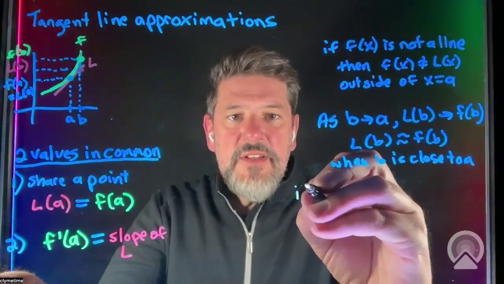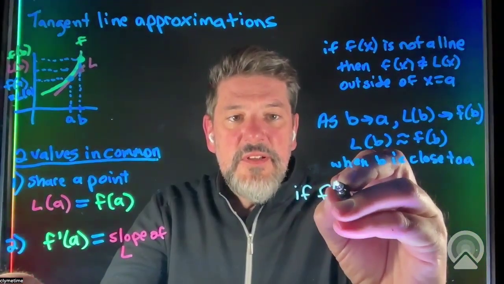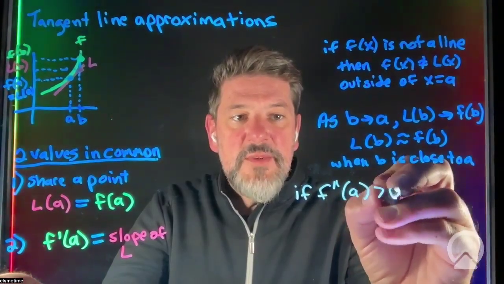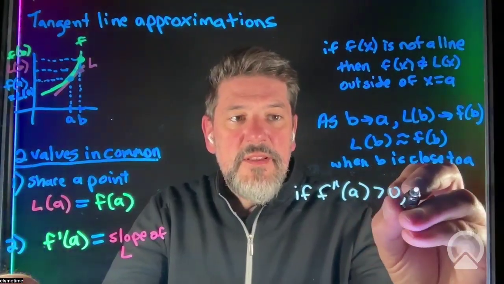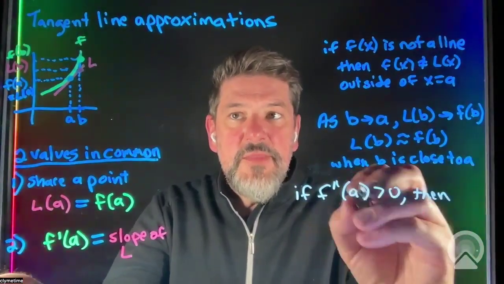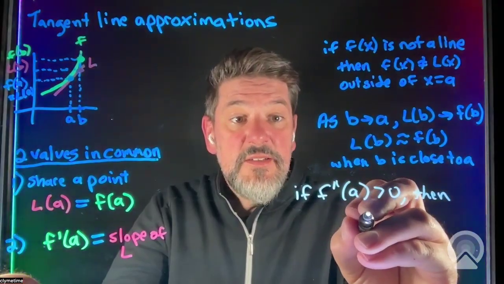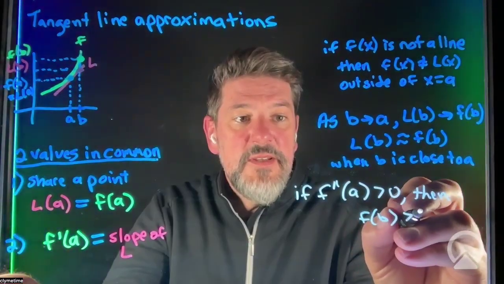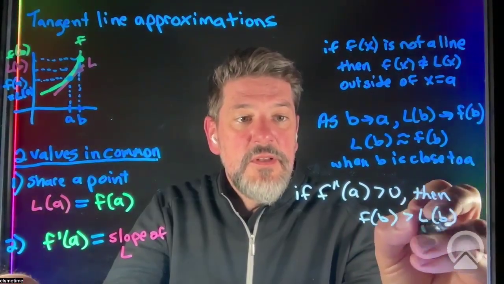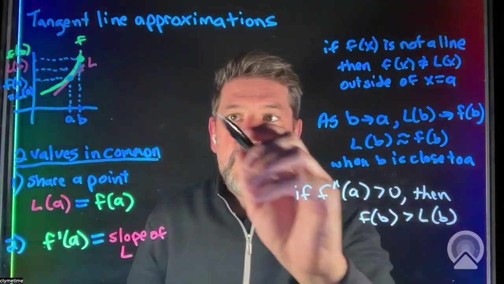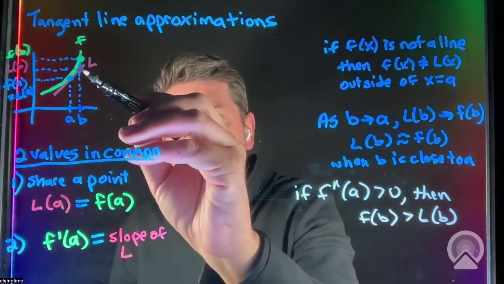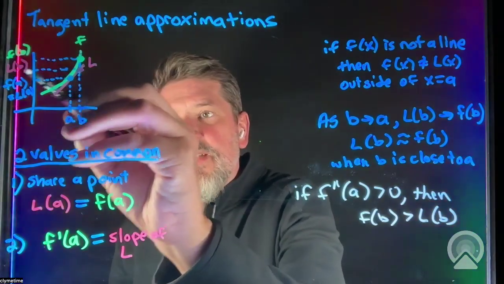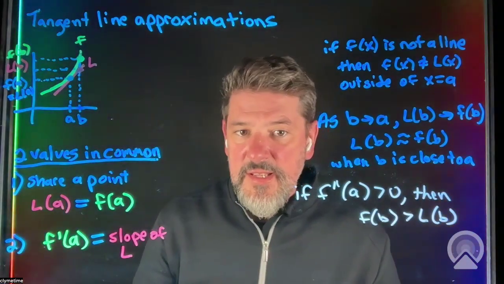And what we've learned about concavity is it has to do with the second derivative. So if the second derivative of F at point A is greater than 0, that means it's concave up, then you know that the function value of F at B is going to be bigger than the function value on L at B. Okay, so F of B is going to be bigger than L of B. So you can see that F of B, this green one, is higher than the pink one, but that's because it is concave up.